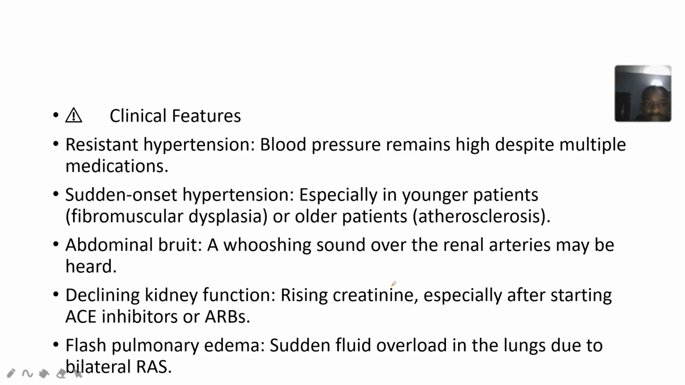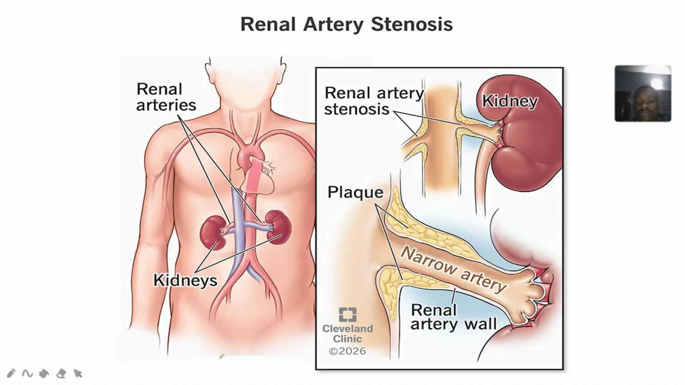So clinical features is what? You have hypertension that is resistant, you are treating, but it's not going. Then the hypertension, of course, is sudden, there's an abdominal bruit, a whooshing sound over the renal arteries. Kidney function is just declining. And creatinine, which is a waste product, the levels are going high because it's not being excreted out of the body. Then you also have flash pulmonary edema. Okay, so this is what we have, renal stenosis.